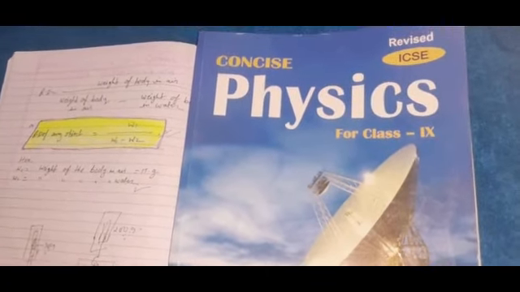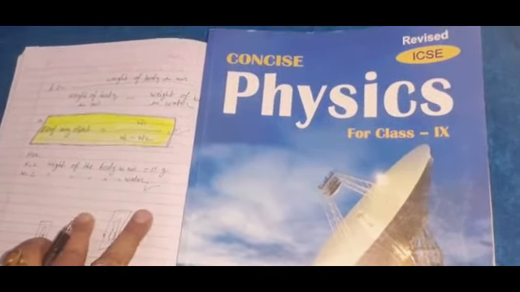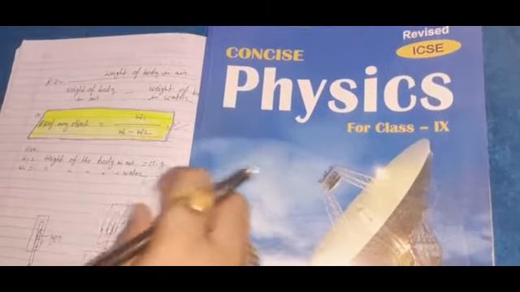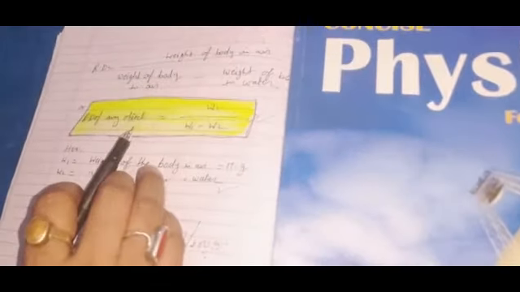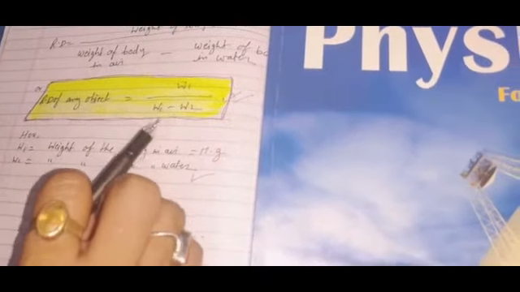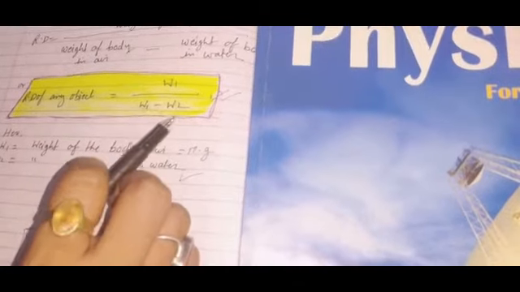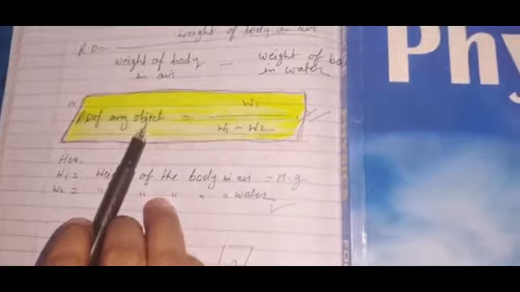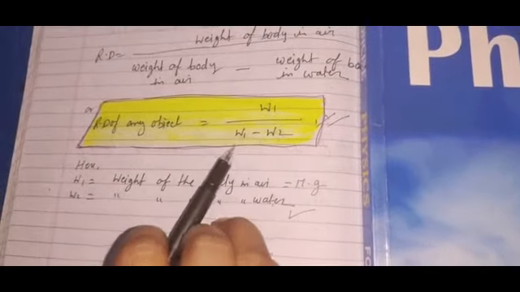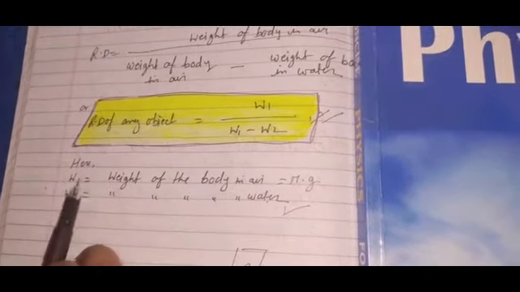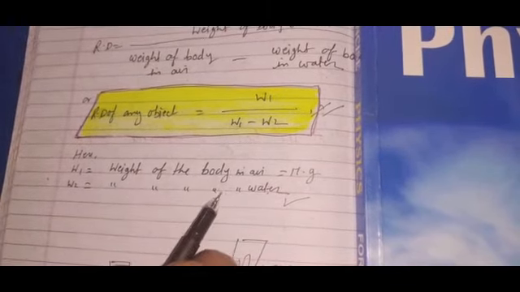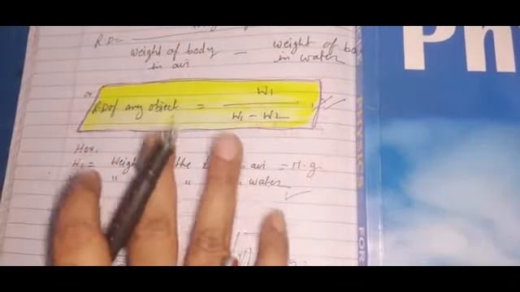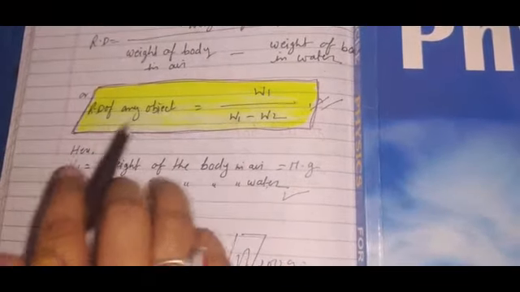Welcome back, children. In this video I have decided to start a new topic which is related to the relative density of any object. But before that, a recapitulation about this formula, because in the last video I finished up to this point. So the formula for the relative density of any object is equal to what? W1 upon W1 minus W2. Here W1 is the weight of the body in air and W2 is the weight of the body in water. So by using this formula we can find out the relative density of any object.